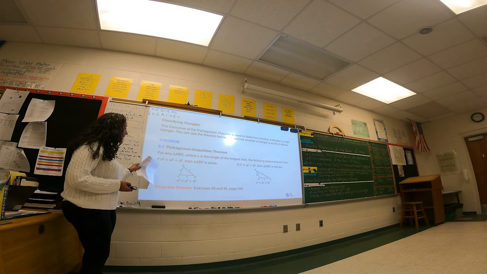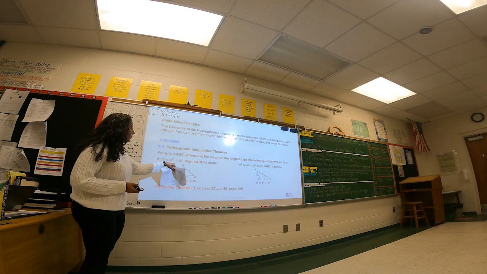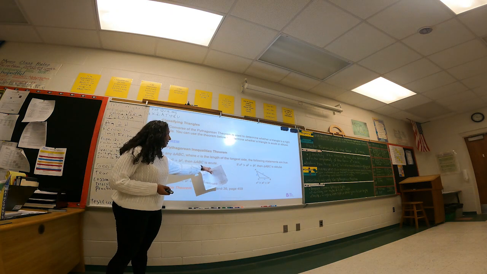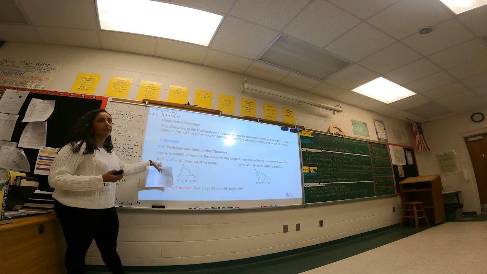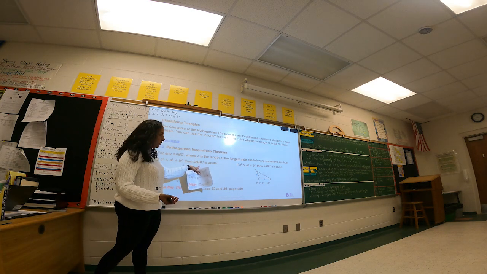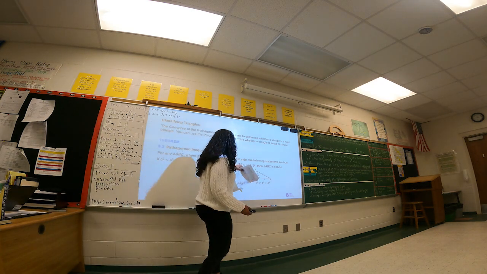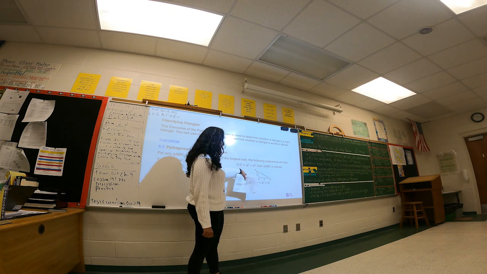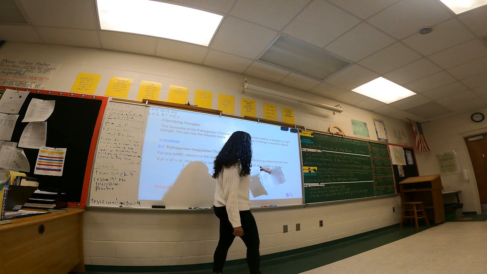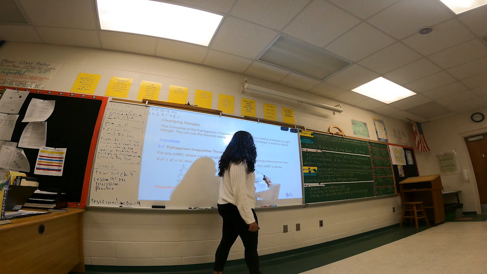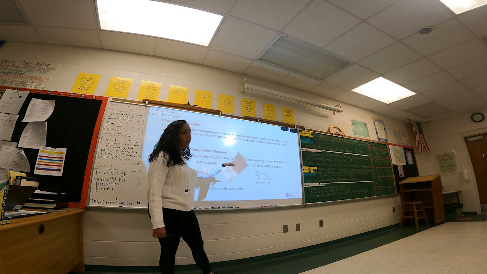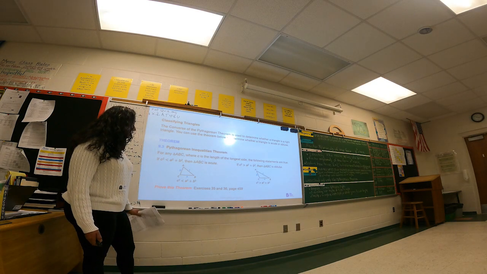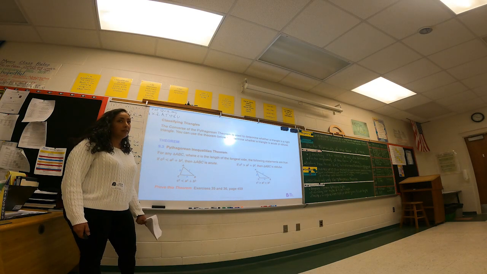If c squared is less than a squared plus b squared, then triangle ABC is going to be acute. Does that make sense? So if c is smaller, it's acute. It's a small angle, small triangle. If c squared is greater than a squared plus b squared, then triangle ABC is going to be obtuse. Make sense? c is greater, bigger angle, obtuse triangle. Questions?